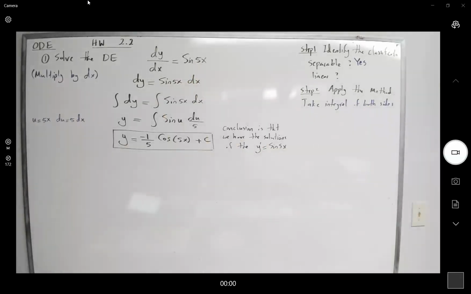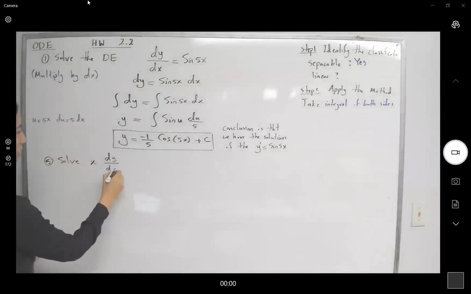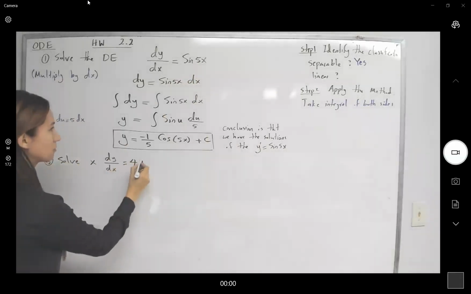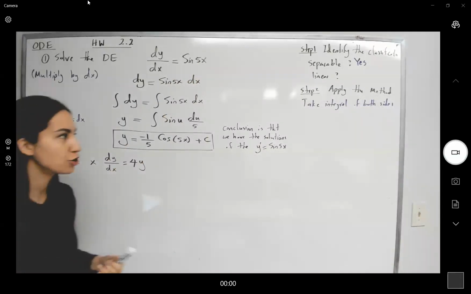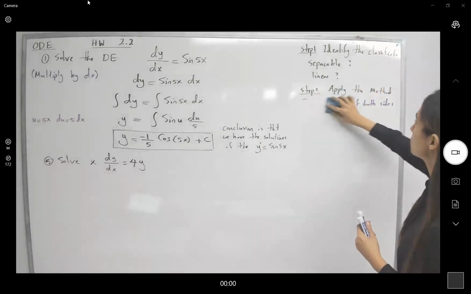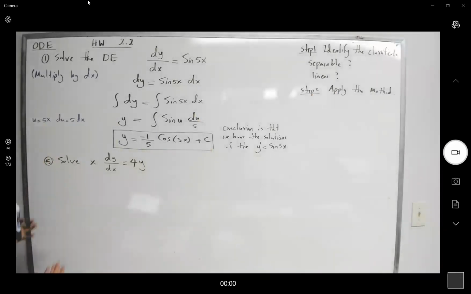Well, what about question 5? Question 5 says, solve the following. Solve x dy dx equals 4y. The same process applies for each differential equation. You need to follow the process, step 1, step 2. Very well. Is this separable? Let us do some simple algebra.